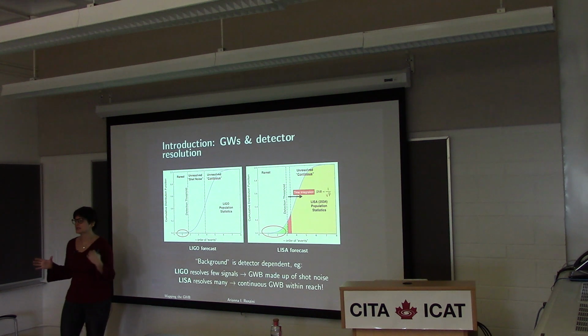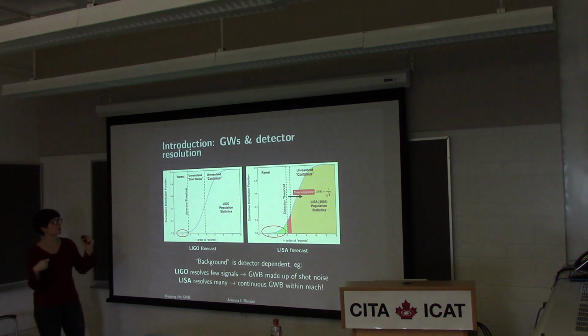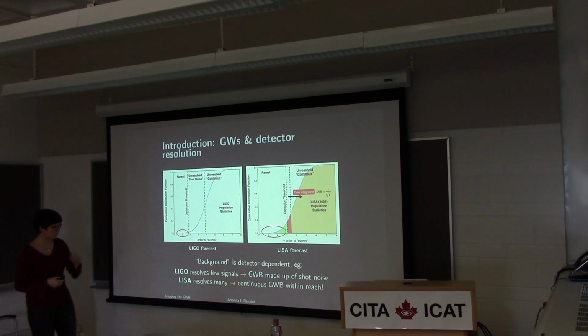So at the very beginning, I said that we consider the background to be made up of all those signals which are unresolved by the detector. And this makes you think that there is some connection between the background I'm thinking of and the specific detector I want to use to detect it. And that's kind of the point of what we're doing.